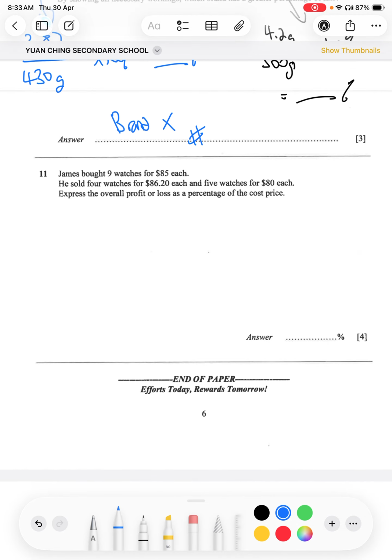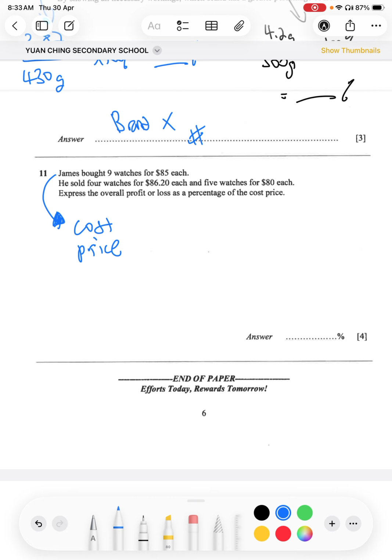Okay, question 11. So for this question, you go line by line. James bought 9 watches for $85. What is this called? This is his cost price. The money that he put in is called cost price. That he used to buy the items. 9 watches times $85. Should be $765. Yes, $765. Then the next one, go line by line.